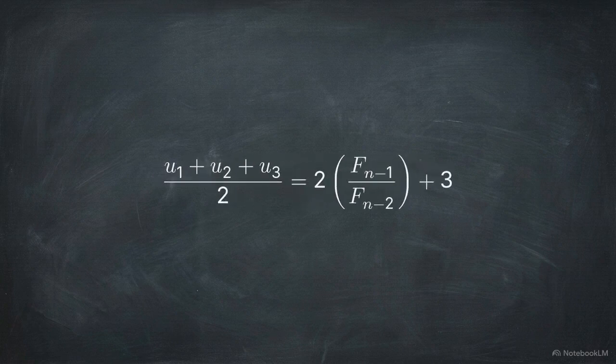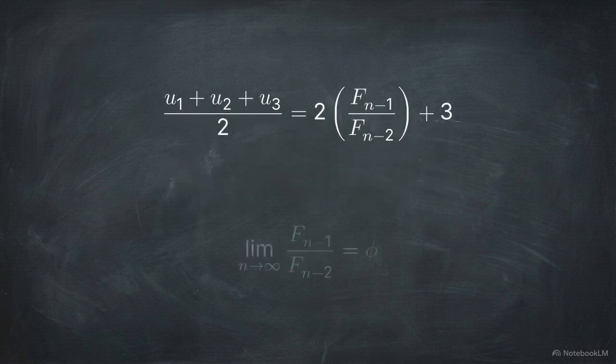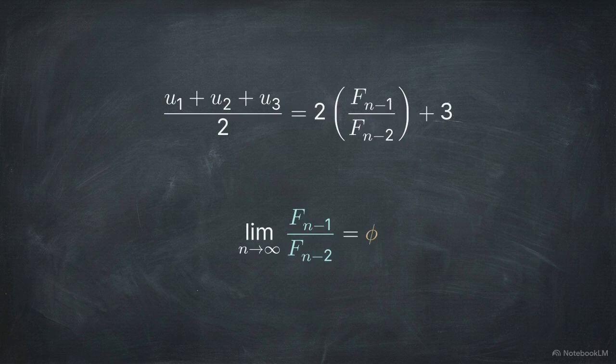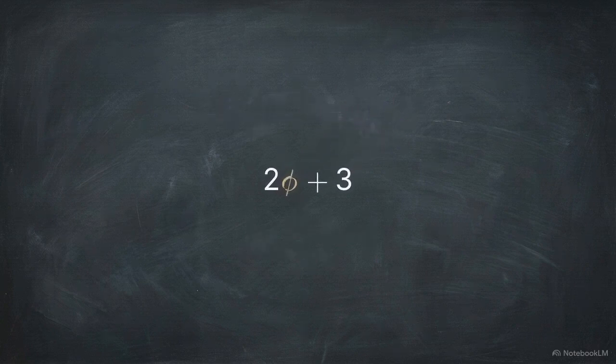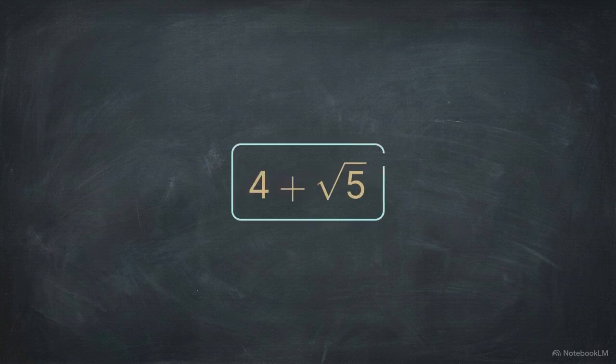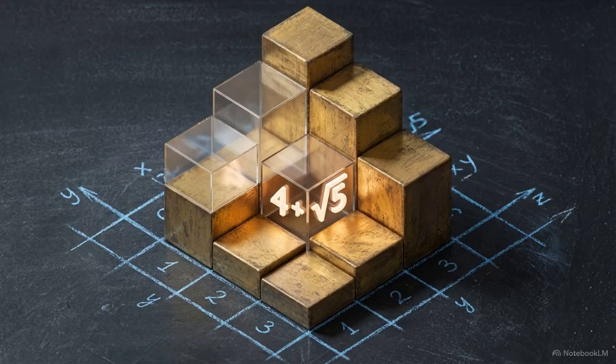As n grows larger, the ratio of sequential Fibonacci numbers approaches a permanent limit. It locks onto the golden ratio, phi. Substitute phi into the expression to find the final invariant value, exactly 4 plus the square root of 5. No matter how massive the polynomials grow, their macroscopic trace behavior is tethered to the golden ratio.